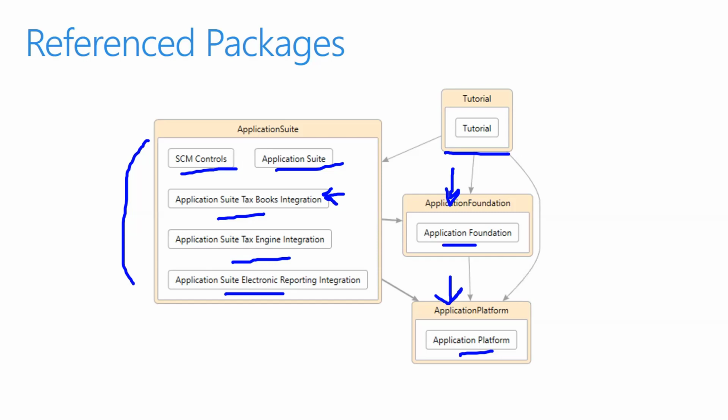It is important to note that we cannot create extensions in the inverse scenario. That is, we cannot create an extension of an element in the tutorial model from the model within the application suite. Model references are one-way connections.